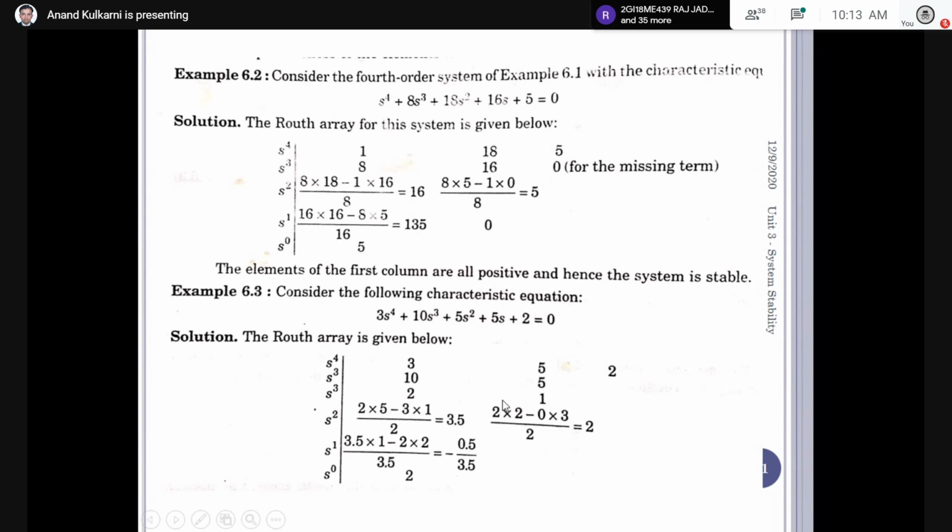hence the system is unstable, and the number of roots causing this instability depends upon the sign changes. Up to here the sign is positive. From positive to negative, first sign change, and once again from negative to positive, second sign change. So two sign changes are there. Hence two roots are on the right side of the S-plane, and hence the system becomes unstable.